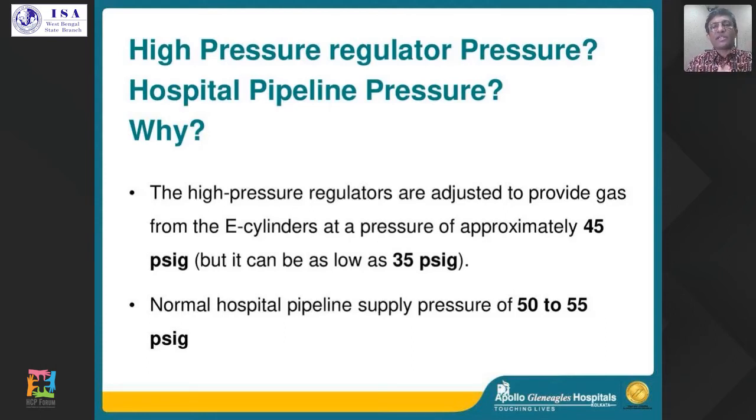If you figure out, the high pressure regulators are adjusted to bring the gas down to 45 psig, it can be as low as 35 psig as well. And the normal hospital pipeline pressure, we talked about this initially, is set at 50 to 55 psig. And why is it done that way?